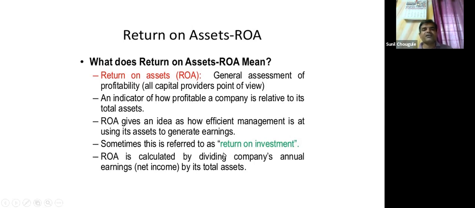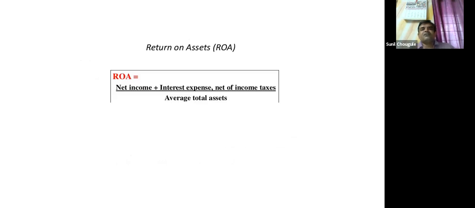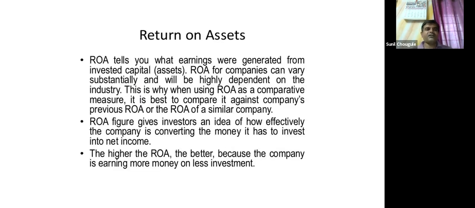Sometimes this is referred to as return on investment also. ROI is calculated by dividing the company's annual earnings by its total assets. Return on assets is calculated by dividing the company's annual earnings by its total assets. Here the formula is given. ROA is equal to net income plus interest expense net of income taxes, divided by average total assets. Now ROA is further explained here. ROA tells you what earnings were generated from invested capital.